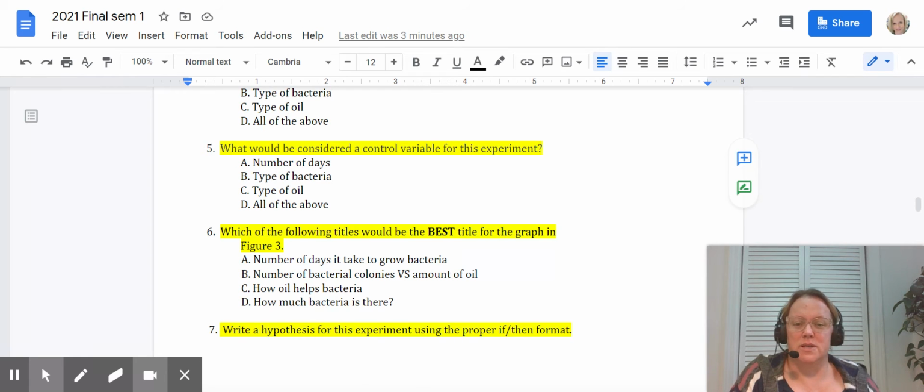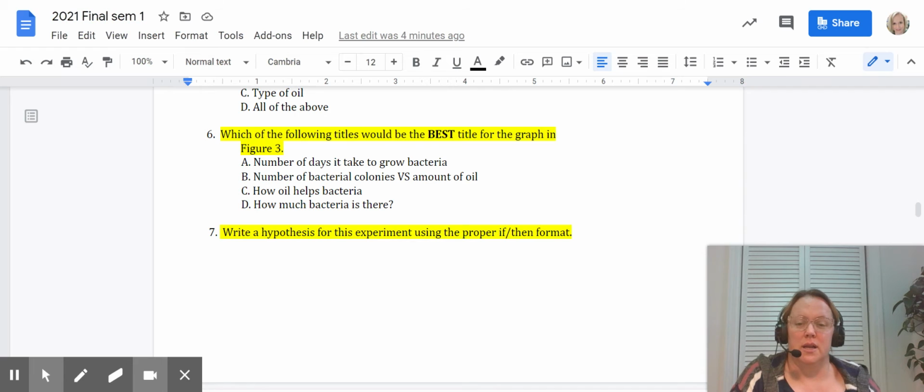Number 6, which of the following titles would be the best title for the graph in Figure 3? A, number of days it takes to grow bacteria. B, number of bacterial colonies versus amount of oil. C, how oil helps bacteria. D, how much bacteria is there? Number 7, write a hypothesis for this experiment using the proper if-then format.